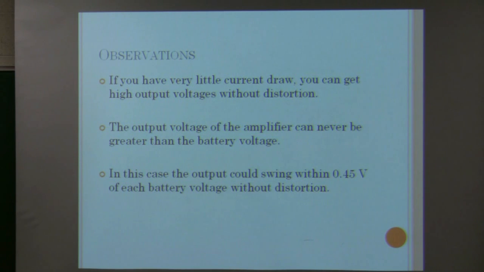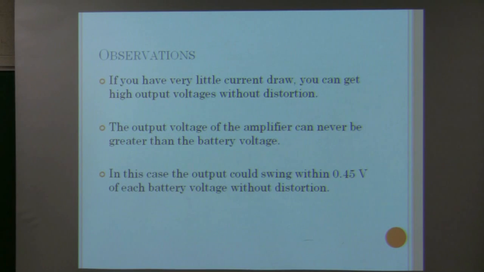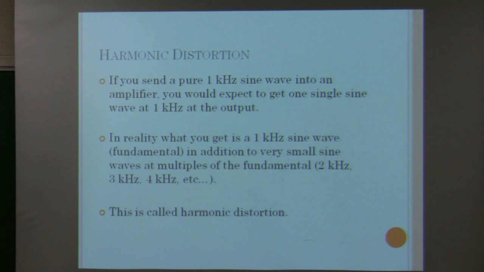So, some general observations. In these experiments, the load was a 1 megohm, which is 10 to the 6th, impedance oscilloscope probe. So it's drawing very little current. The second observation is that your output voltage can never be greater than your battery voltage. And you're always going to be able to swing within a certain range of that battery voltage.